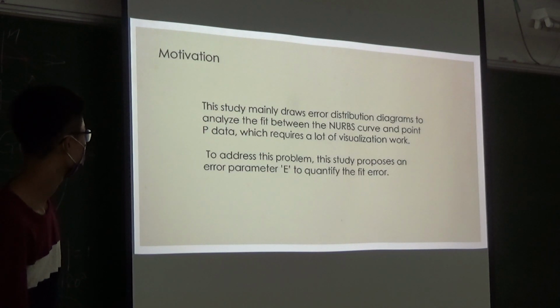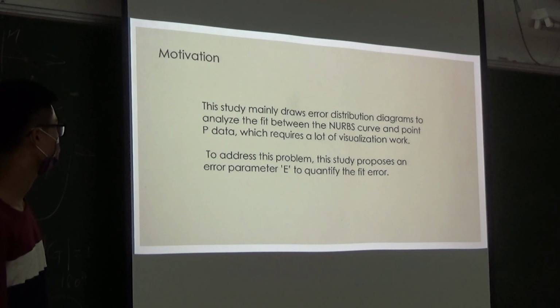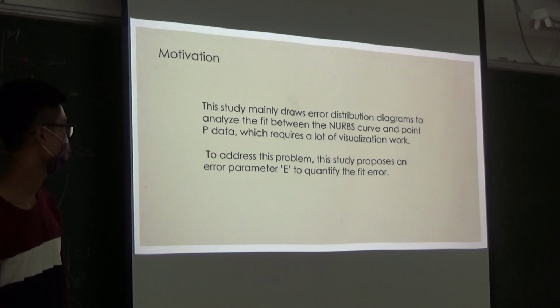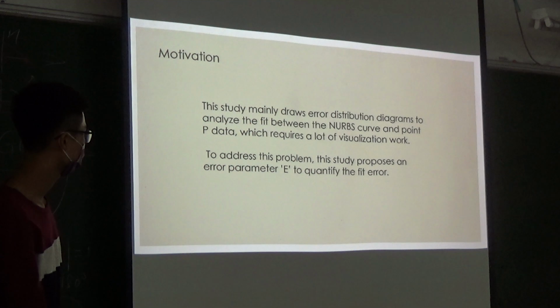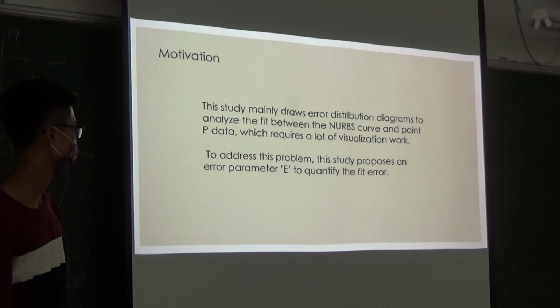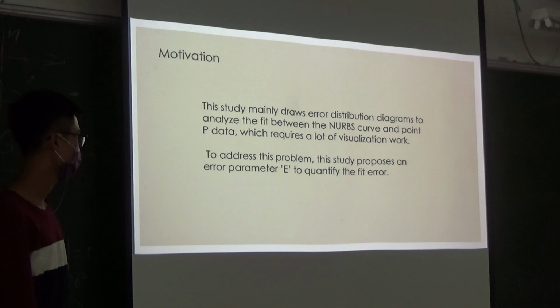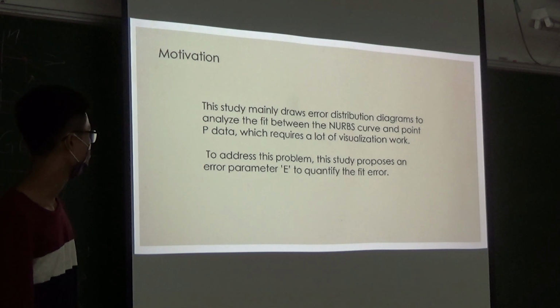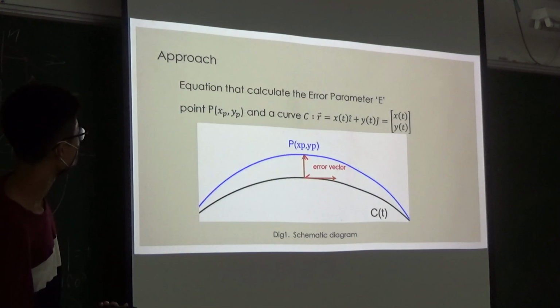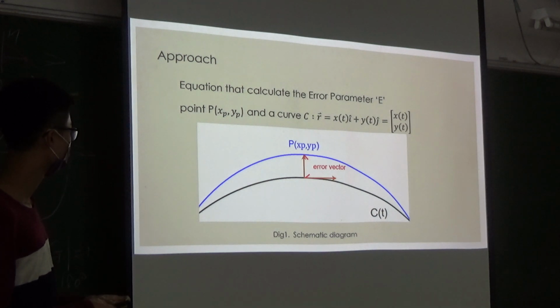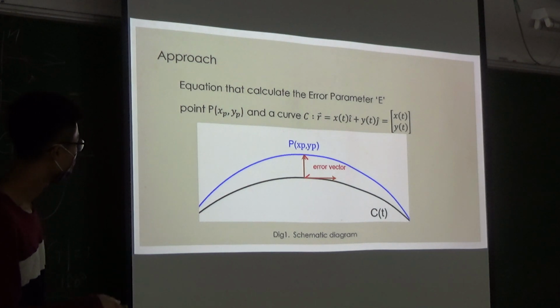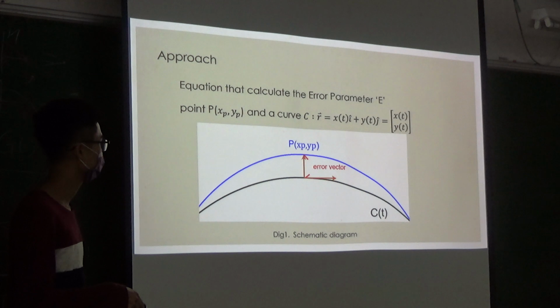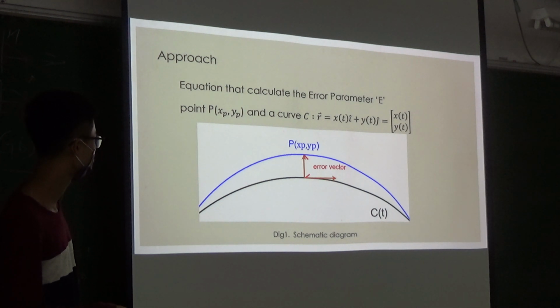Next, my motivation. In this study, we draw an error distribution diagram to analyze the fit between the NURBS curve and the data points, which requires a lot of visualization work. To solve it further, this study proposes an error parameter E to quantify the fit error. This is my method. From the contour error definition, I define a parameter E that is similar to the contour error.